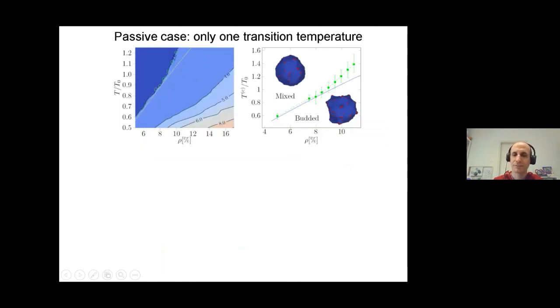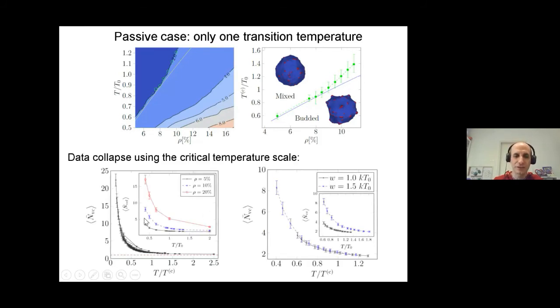And since this is a passive system, there's only one temperature which is relevant, and that's this transition temperature, which we calculated analytically. And you can show that indeed, if you take all the different data, for example, the mean cluster size versus temperature, and you normalize the temperature by this critical temperature, you get a nice collapse of all the data sets.